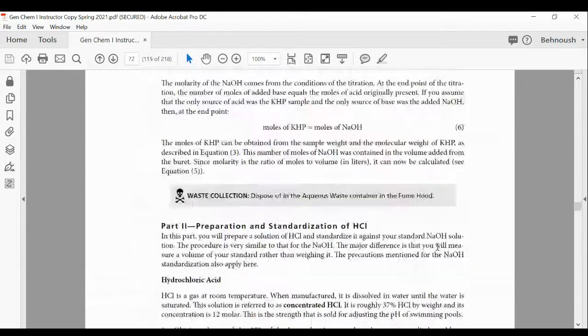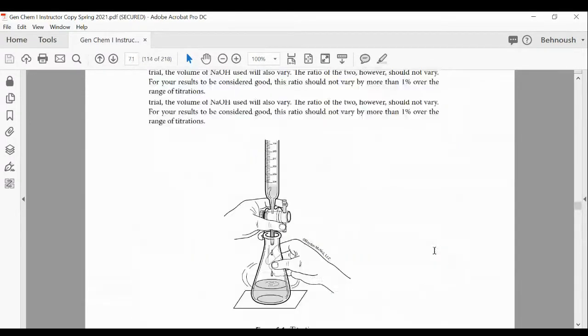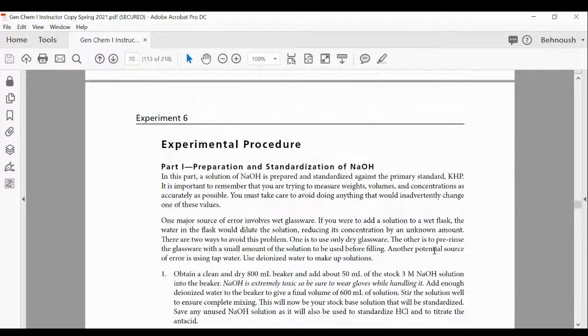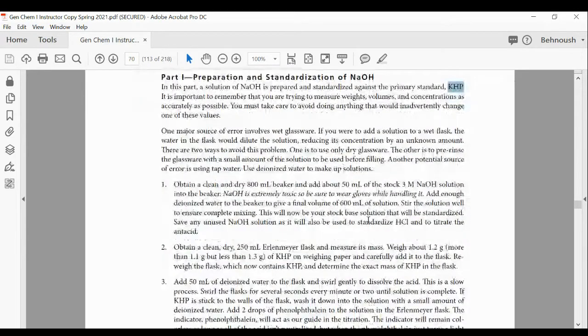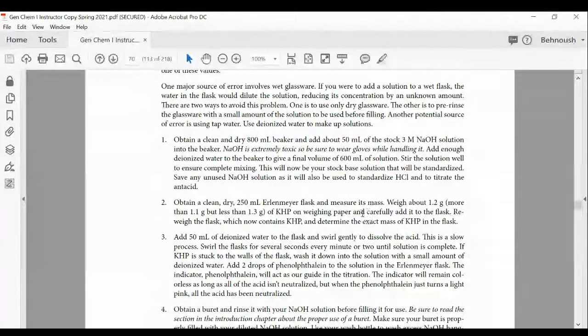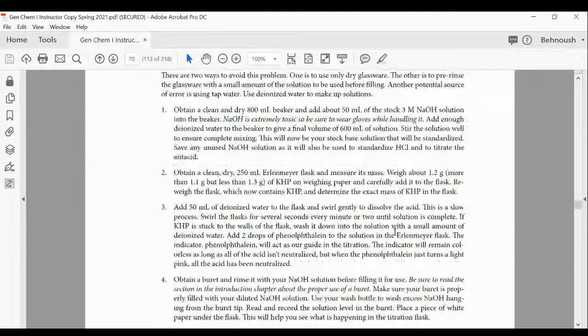So the procedure is something that, if you see it, is going to make more sense than me talking about it. But in theory, you need to know the reason why we have to standardize sodium hydroxide. I already told you sodium hydroxide absorbs moisture and is not stable as a solid compound, but KHP is stable. As a result, KHP is known as a primary standard. But after you standardize sodium hydroxide, then you can use it to titrate HCl or any other acid.